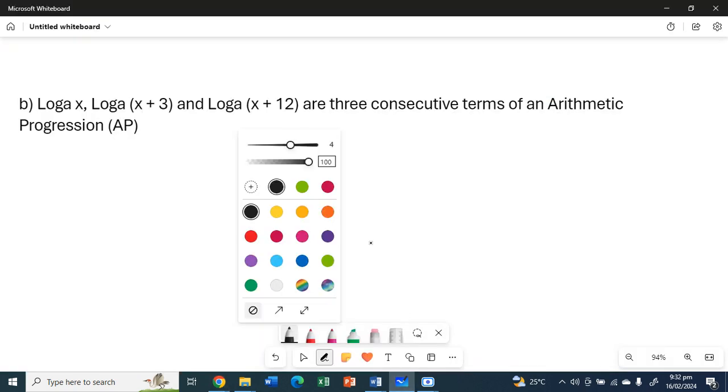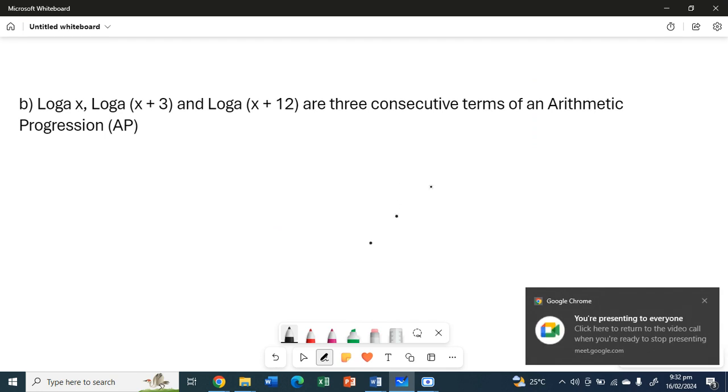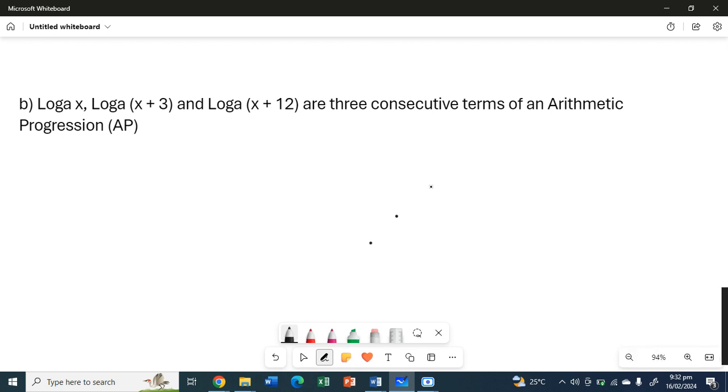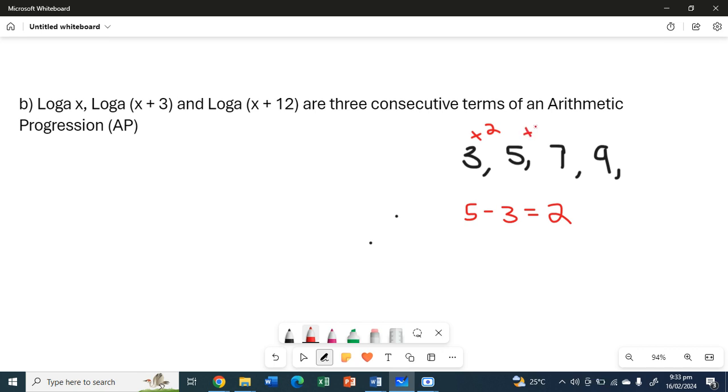Okay. Yes, so an arithmetic progression is a list of numbers where each number is formed by adding the common difference. For example, if you have a list like this, 3, 5, 7, and 9. Okay. So here we have a sequence of numbers. Each number is formed by adding the common difference. What is the common difference in this case? You're going to say 5 minus 3, that is 2. So 3 plus 2, 5. 5 plus 2, 7. 7 plus 2, 9.